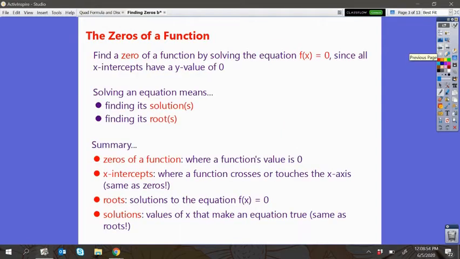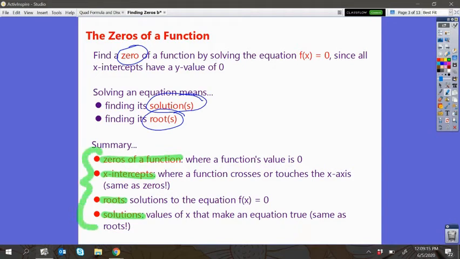Now, just some vocab. The word zero is synonymous to solution and root. And because a zero is just an x-intercept, we really have four words that mean the exact same thing. A zero, an x-intercept, a root, and a solution all mean the exact same thing. So if a problem asks you to find a zero, or an x-intercept, or a root, or a solution, you're going to follow this process here.